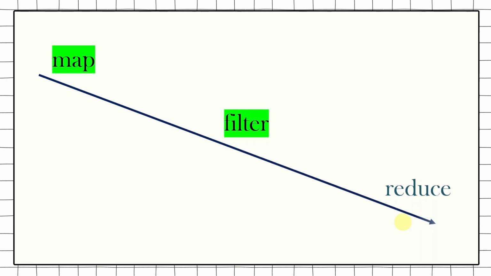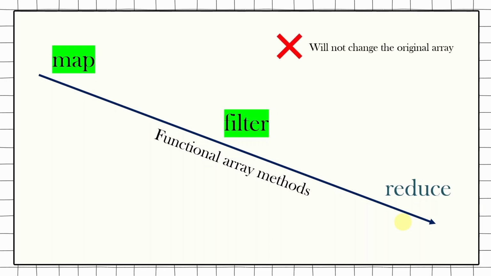So we have three higher order methods: map, reduce, and filter. These are called functional array methods, and whatever operations we perform using these methods, they are not going to change our original array.